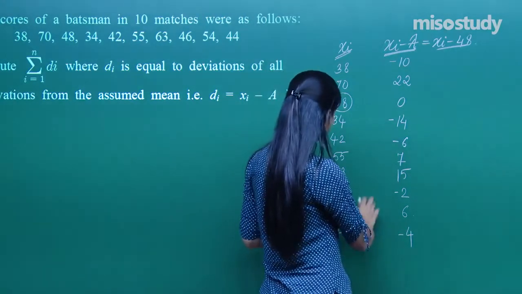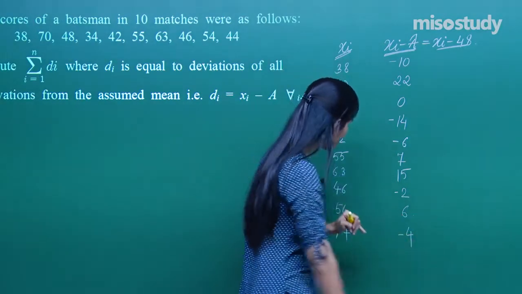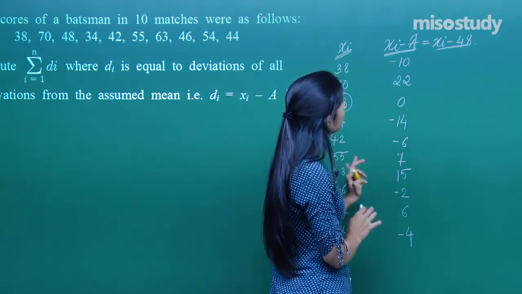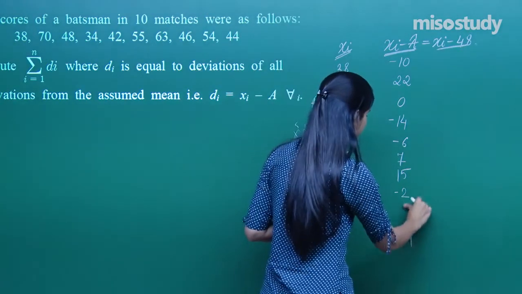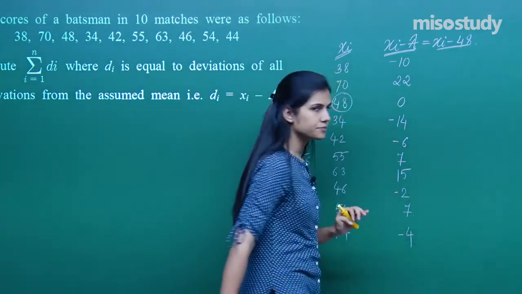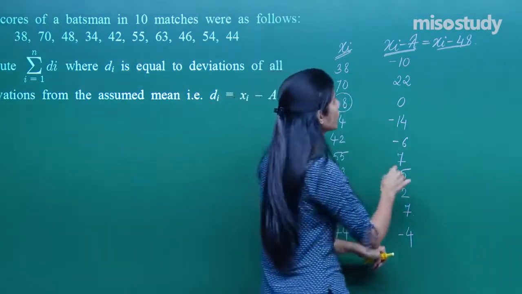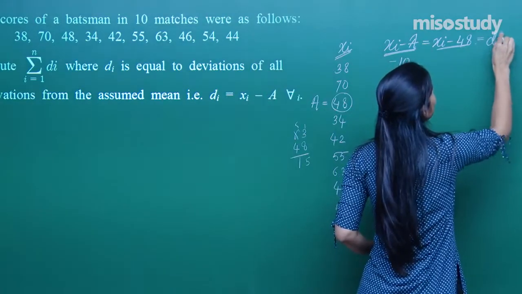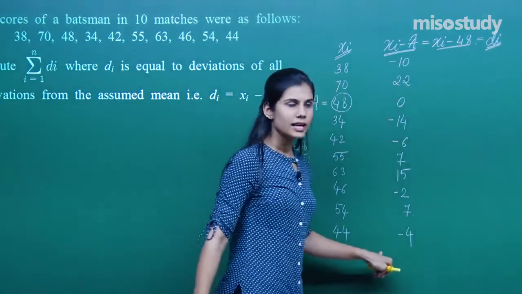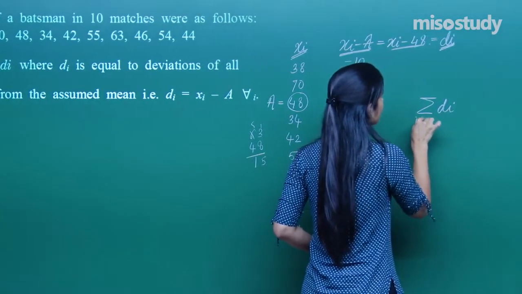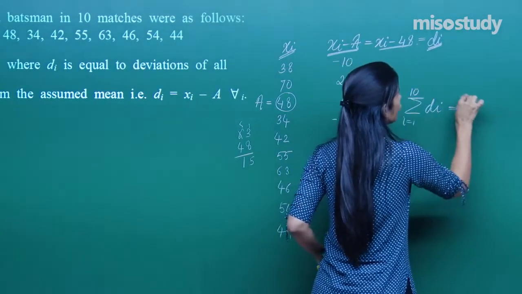Now in here, when I have calculated all these deviations, now this actually has to be 7. This is 7. When I talk about di, this is my di. And I am interested in evaluating summation di, i running from 1 to 10, because these are 10 observations.